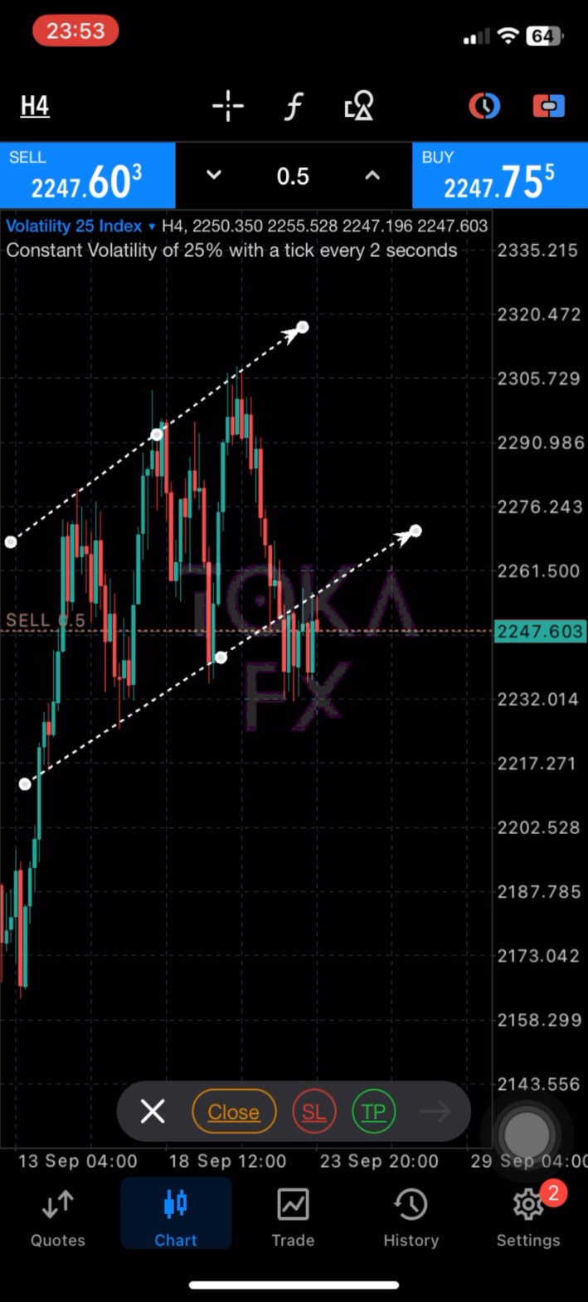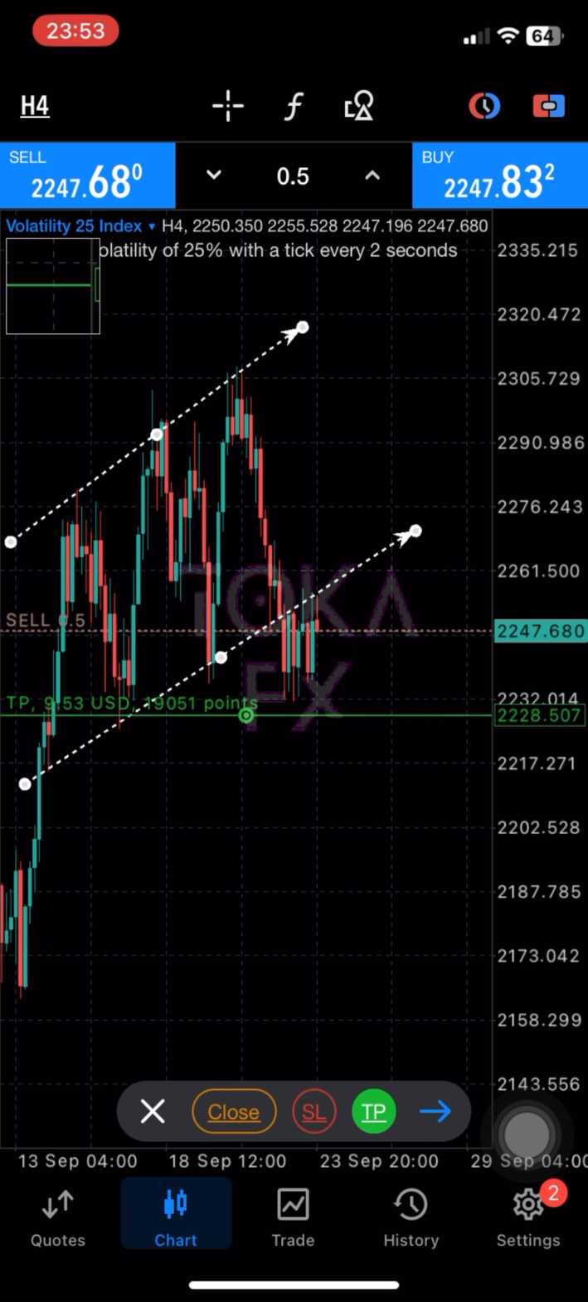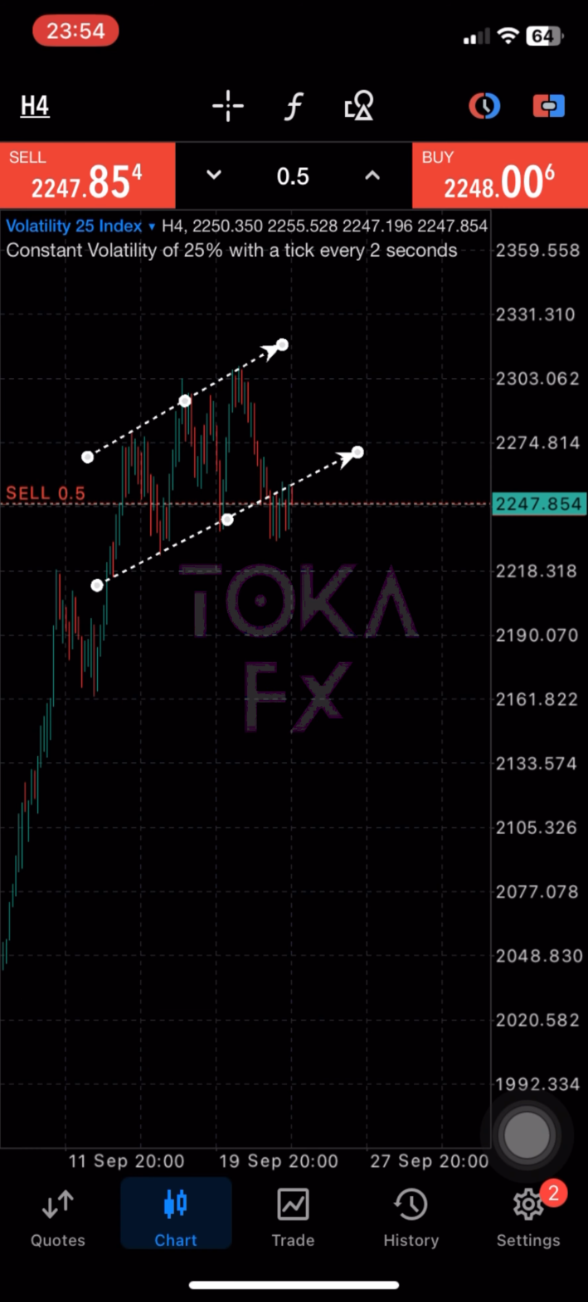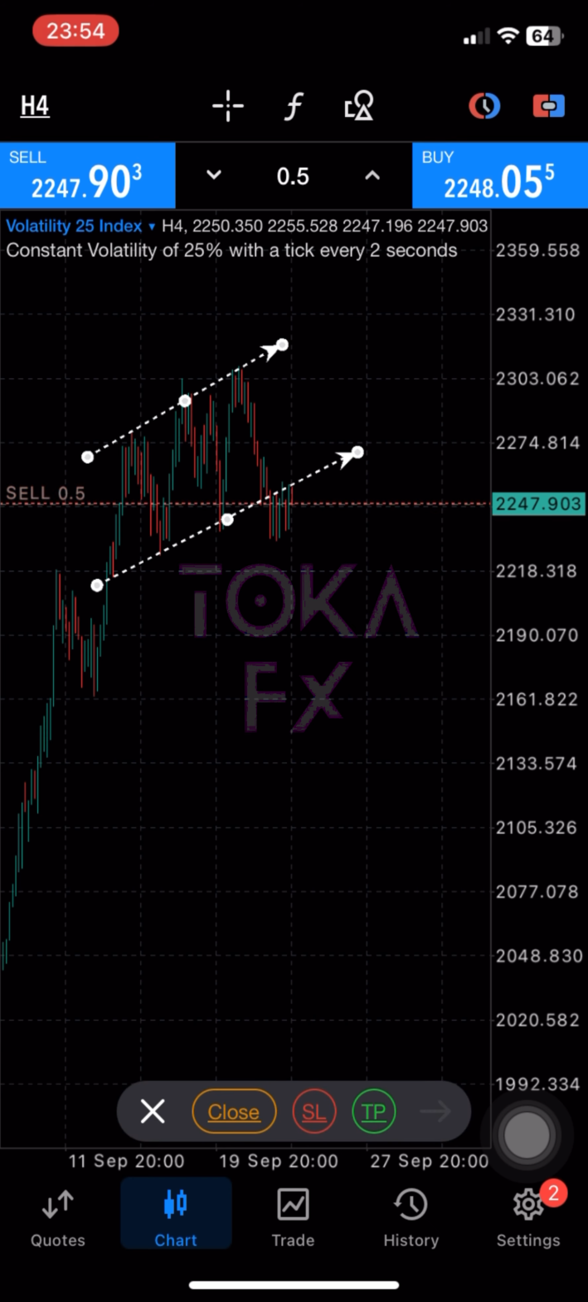And I'm going to sell here, based on my reasons for the breakout retest. I'm just going to sell the market, and then I'm going to aim higher on this one.